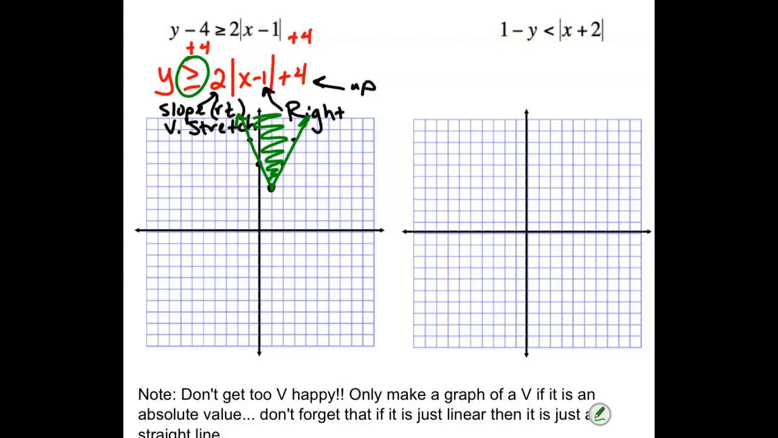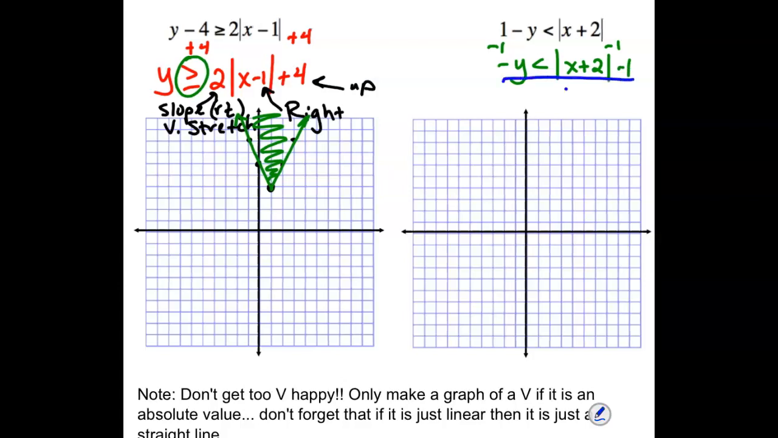All right, for this next one, if we try to solve it for y, we would first subtract the 1 to the other side. But notice that we still have a negative y. And to get rid of that negative, we have to divide everything by a -1. But remember, dividing by a negative flips your inequality. So our inequality is really going to turn into y is greater than -1 times the absolute value of x plus 2 plus a 1.